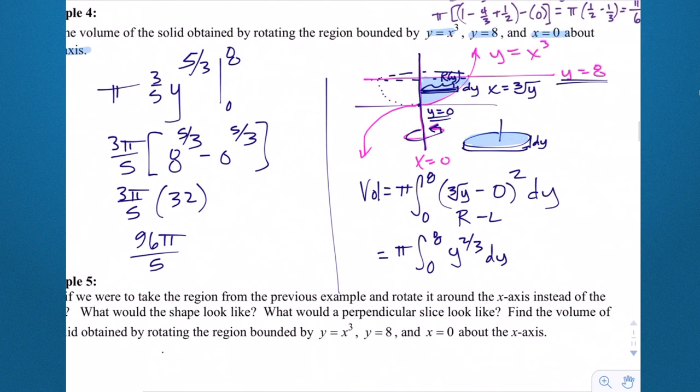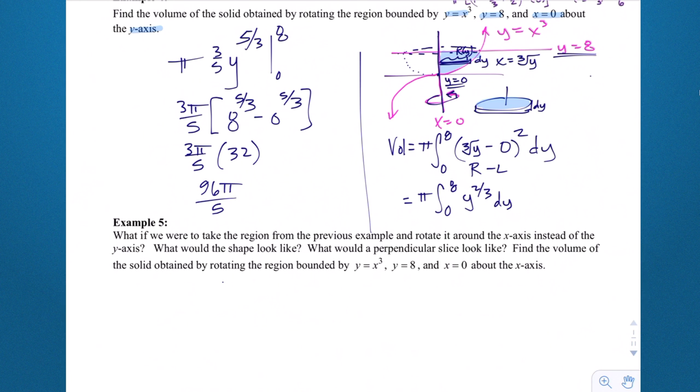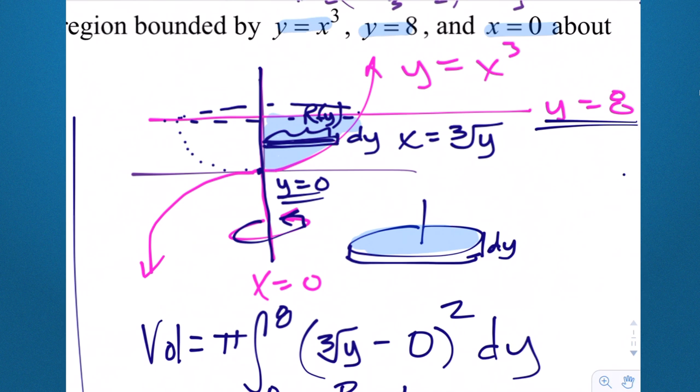But what's happening in all of these examples we've worked so far is our cross-section has been uniformly dense. It has been a solid disk. But that's not always the case. So look at example 5. It says, what if we were to take the region from the previous example? That would be this right here.